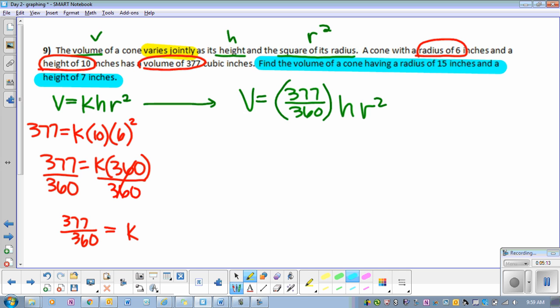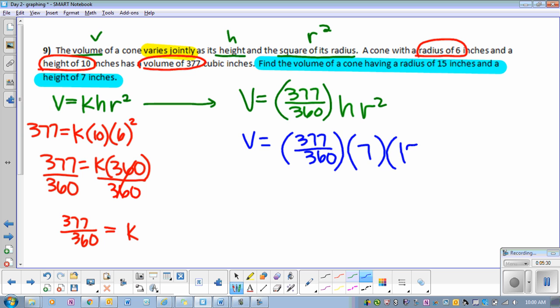Yeah. All right, so you're going to plug in because you know the K. So you want to find the volume, 377 over 360, height 7, radius is 15, and then square. And literally that whole right side, you can just put right into the calculator.